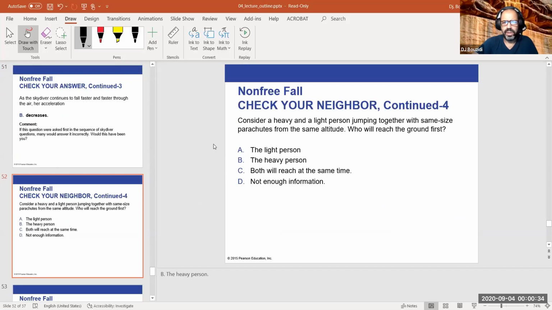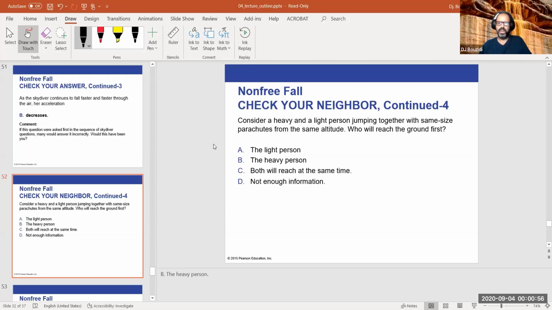Question: consider a heavy and a light person jumping together with the same size parachute, from the same altitude. So both of them have the same initial velocity and both have the same equipment in terms of parachutes. One of them is lighter than the other. Who will reach the ground first?